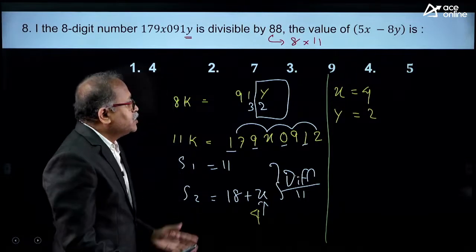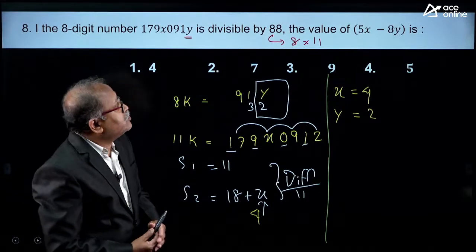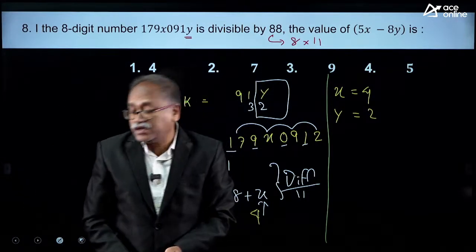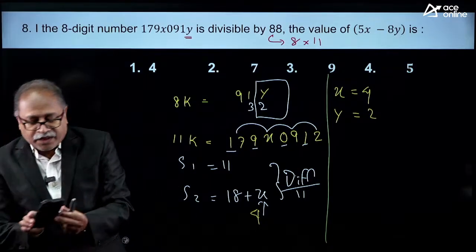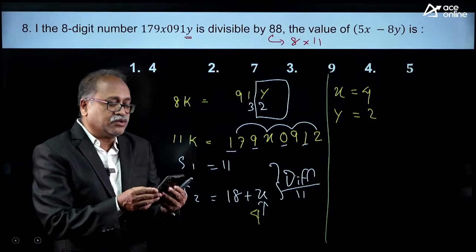Right, my dear friends. Once we got the x and y value, can't we find out 5x minus 8y? Can any of my friends answer the question?